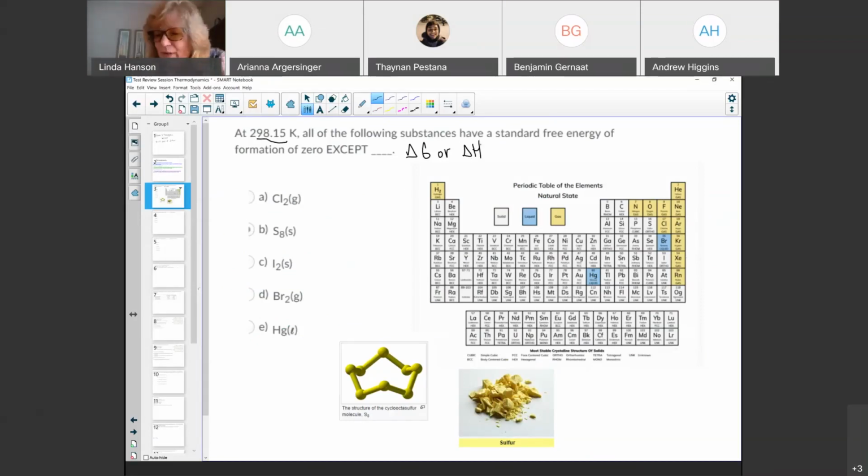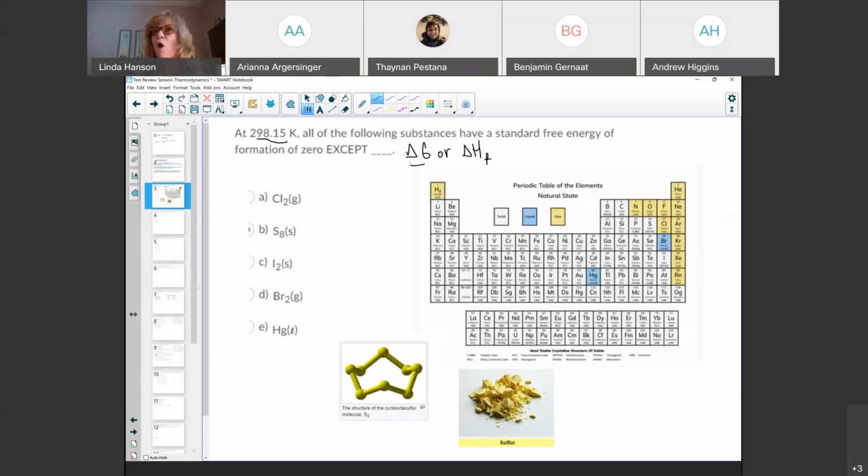We learned, and I know I stressed in the last module's review session, that any element in its natural state is assigned 0 for heat of formation. It's assigned 0 for Gibbs free energy. What's not true is that entropy is 0. That's not true, because at 25 Celsius or 298 Kelvin, everything has a positive entropy. Remember that third law said you have to be at absolute 0 to have 0 entropy, and that's not the case here.